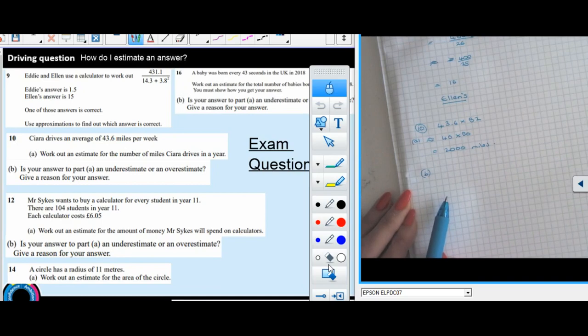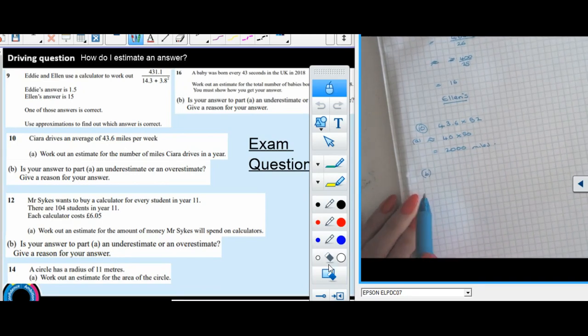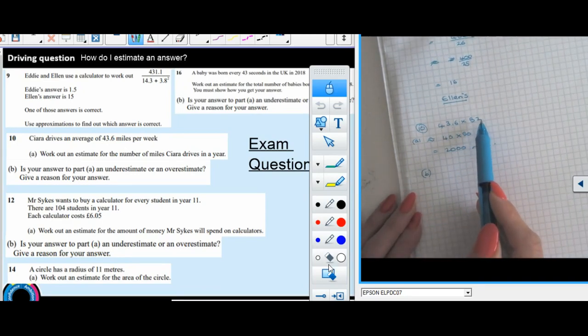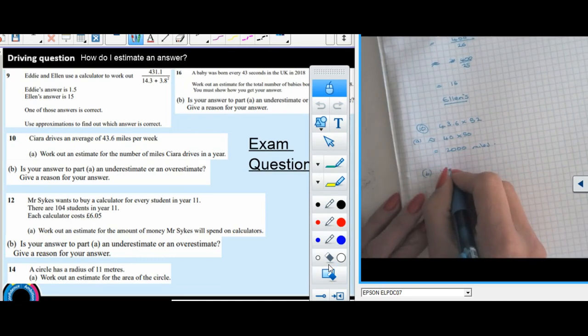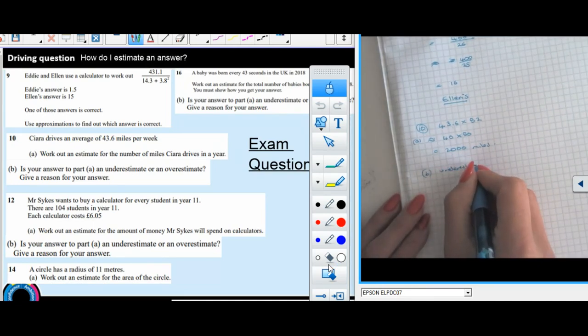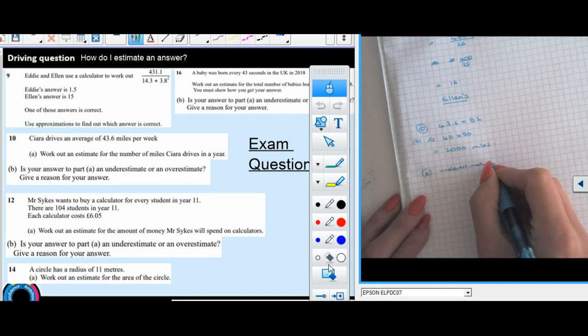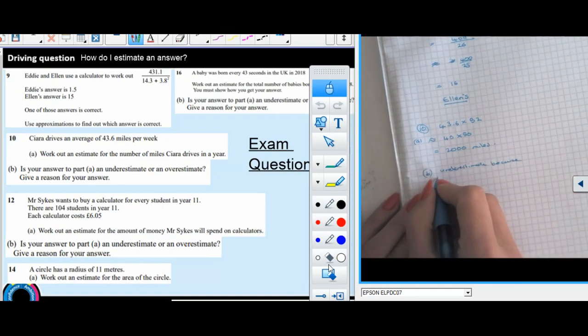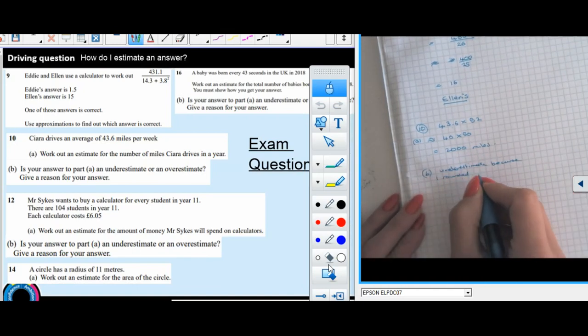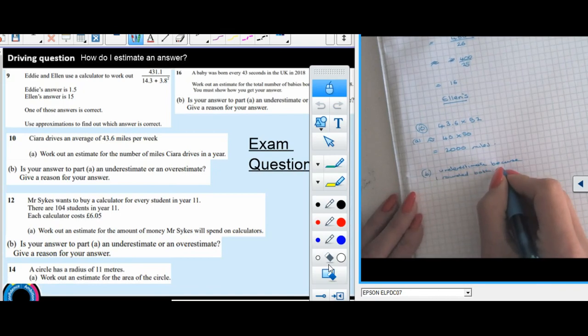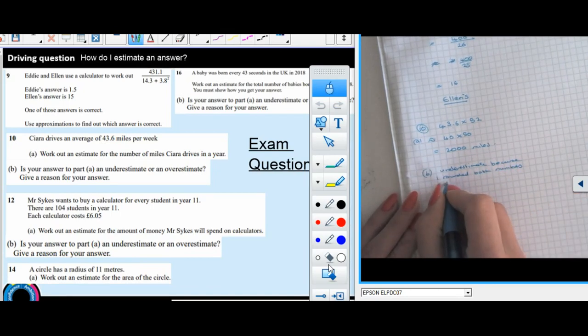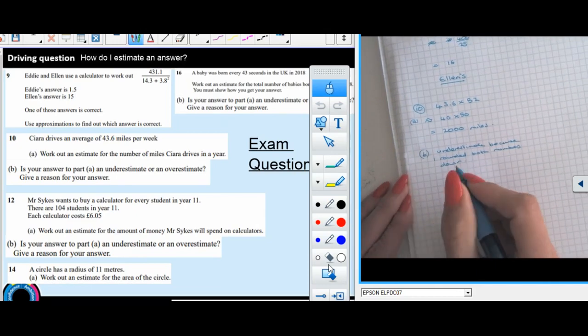10b. Is your answer an underestimate or an overestimate? Well, I rounded this number down and I rounded this number down. Underestimate. Both numbers down.